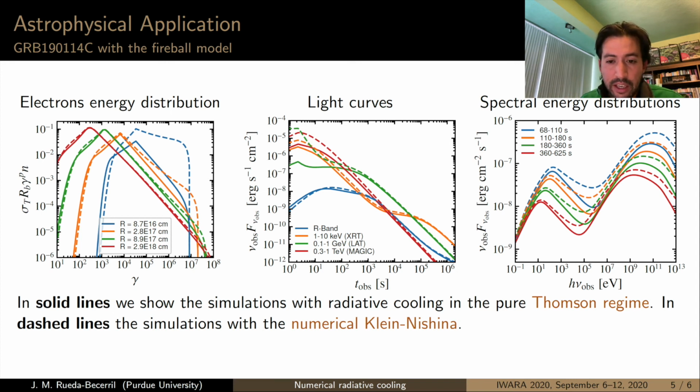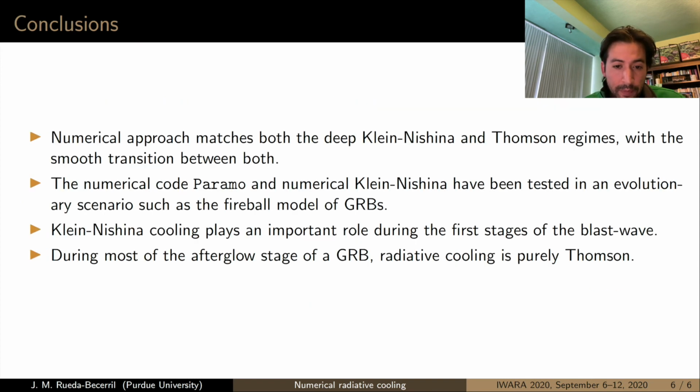As we can see in the first 100 seconds of the light curves, there is a disparity between the light curves of the high energy bands. And also in the spectral energy distributions, we can see some disparities in many different bands. So as a conclusion, the numerical approach matches both the deep Klein-Nishina and Thomson regimes with a smooth transition between both.